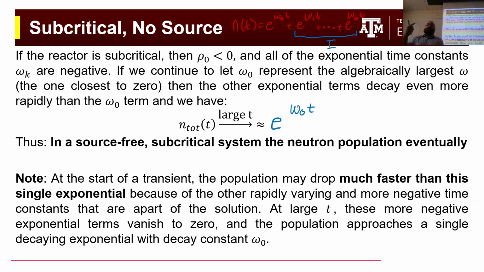So in a subcritical system, the neutron population is eventually going to decrease exponentially. Omega naught is negative, but I'm going to take the absolute value and put the minus sign in front so that it's very clear that this is going to decrease exponentially. If I just wrote e to the omega naught t, you might not recognize that omega is negative. But in this case, the population will eventually exponentially decrease.